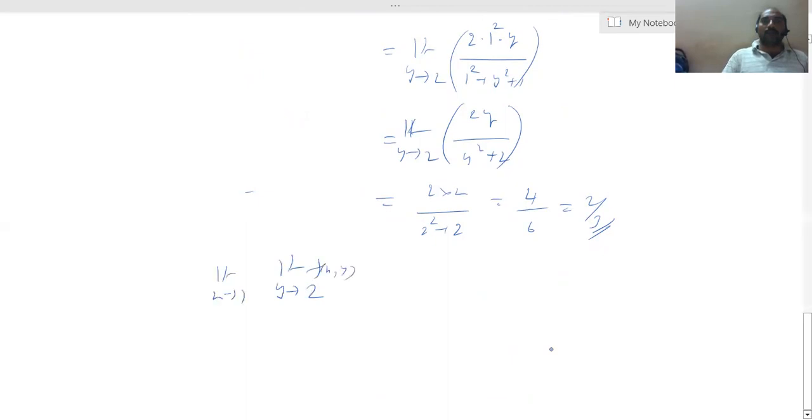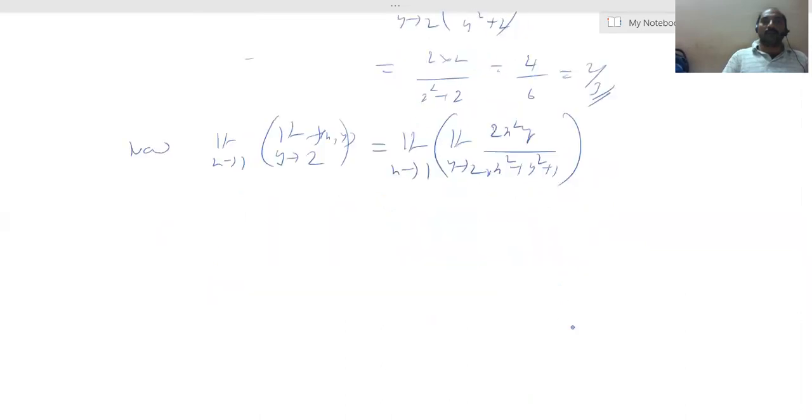Limit x tends to 1. First apply the y limit, then this limit. Limit x tends to 1, limit y tends to 2. F of x comma y means 2x square y by x square plus y square plus 1. First find the internal limit, which is equal to limit x tends to 1.